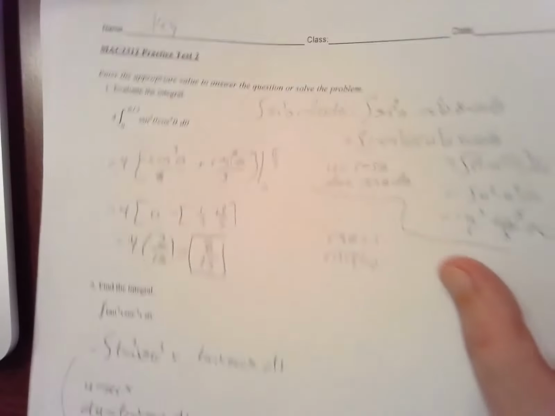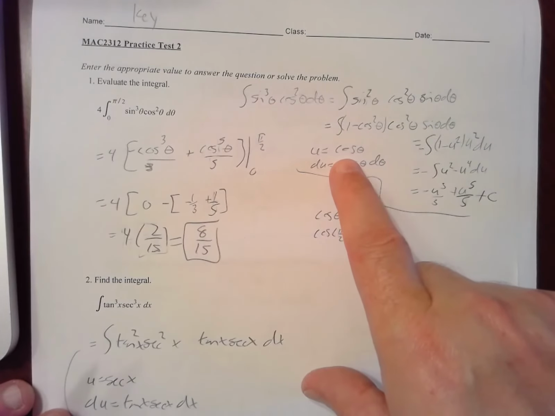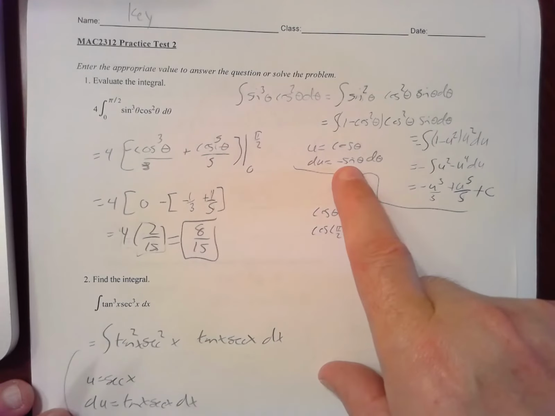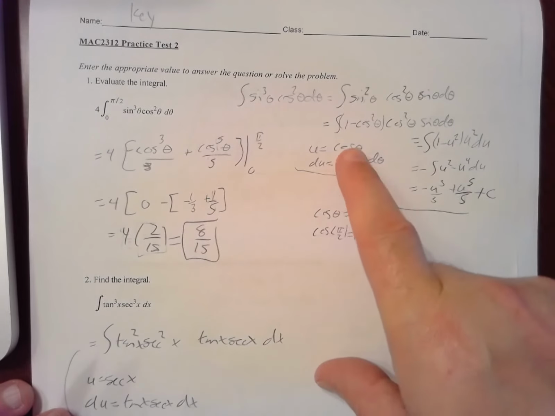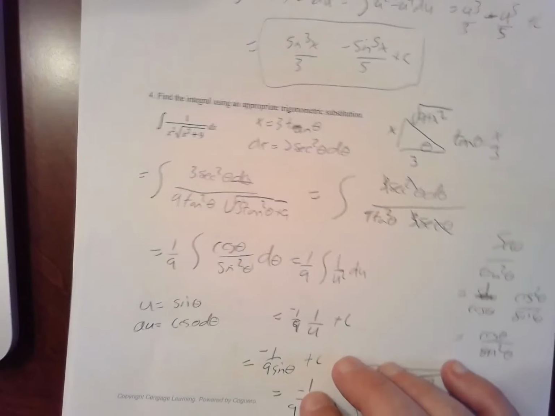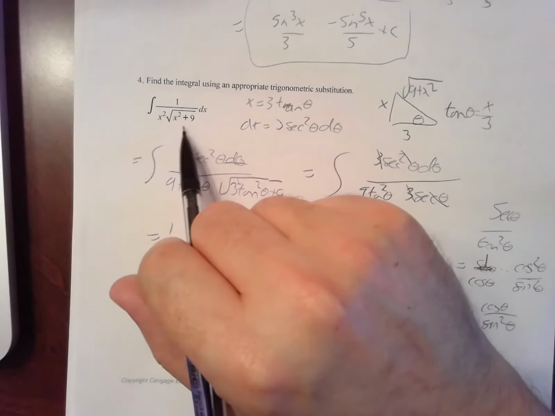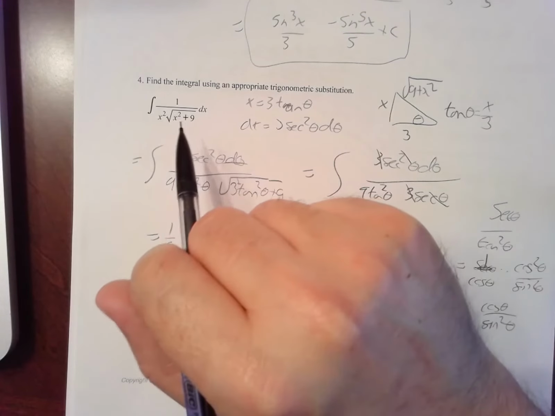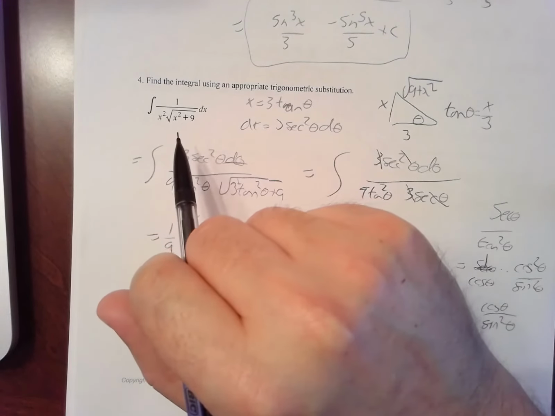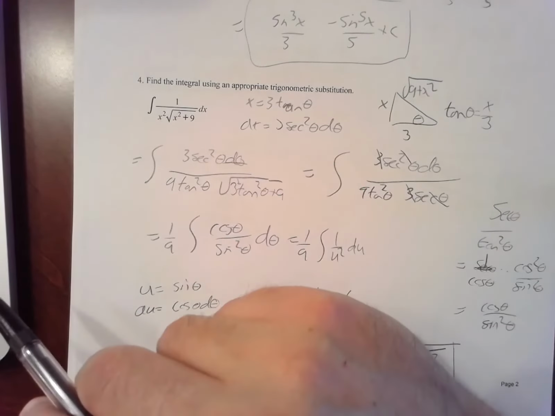Notice over here, this was important, and I kind of skimmed through it. Since our du was going to be sine, u is cosine, we need another negative, because derivative of cosine is negative sine. Okay, so we get that. That's our answer. This is a trig sub. Anytime we have something that looks like this, x squared plus 9, x squared plus 1, x squared plus something, and we can't just do partial fractions or a direct substitution.